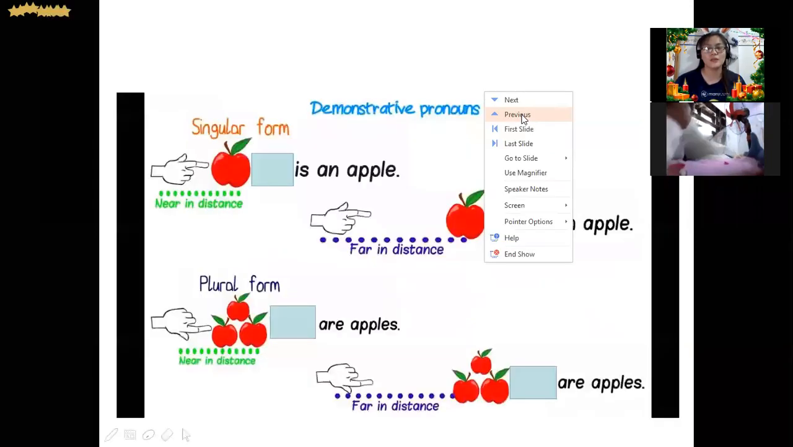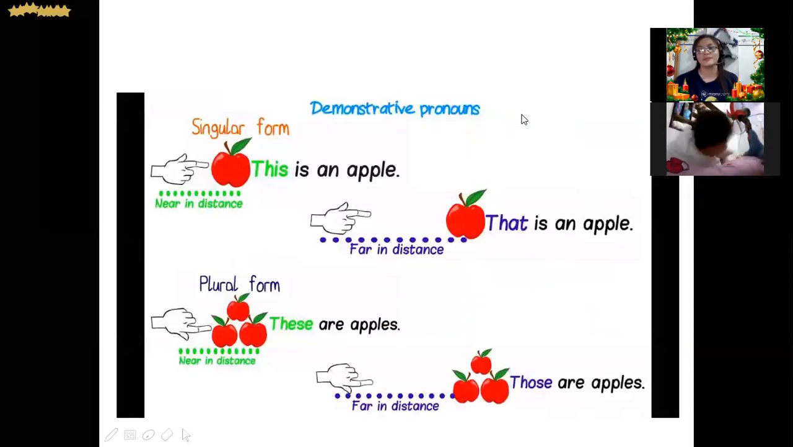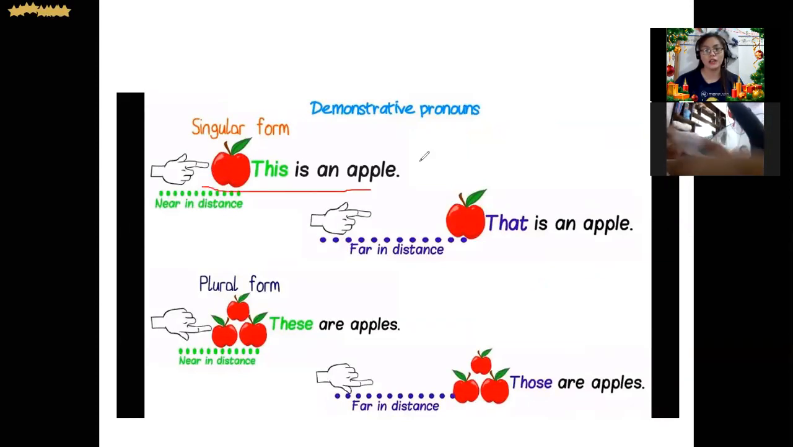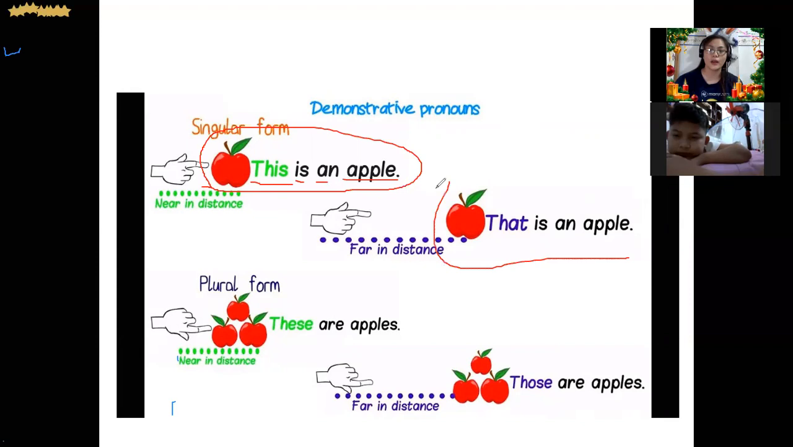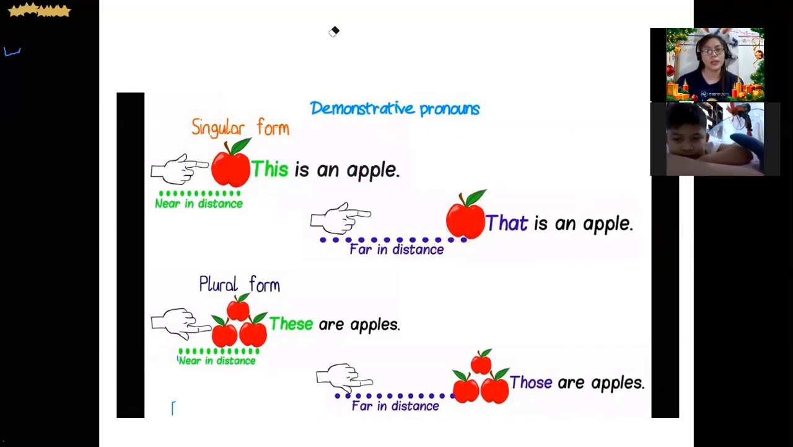Okay, what about this one, Dom? You see how many apples do we have here? One apple. This is an apple. Very good. What about here? This is an apple. That is an apple. How many apples do we have here? One. Okay, very good.